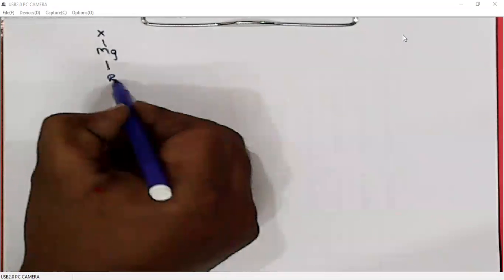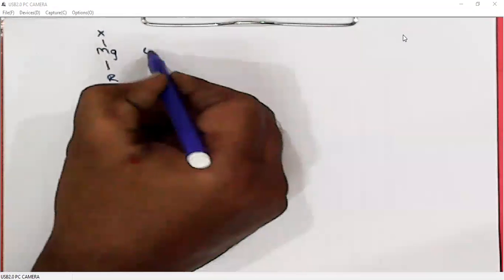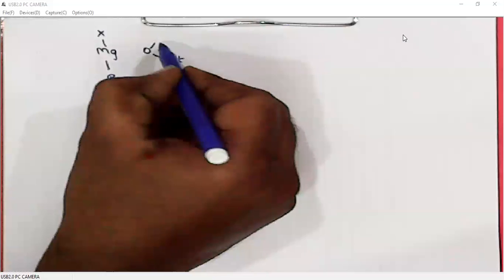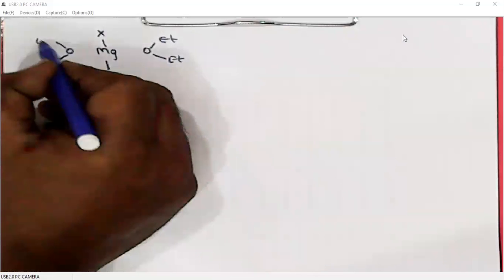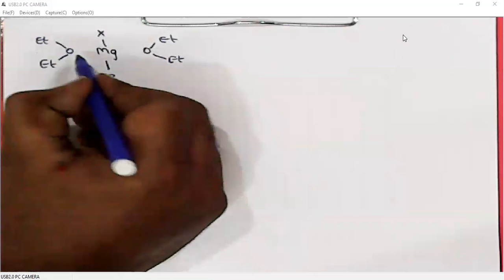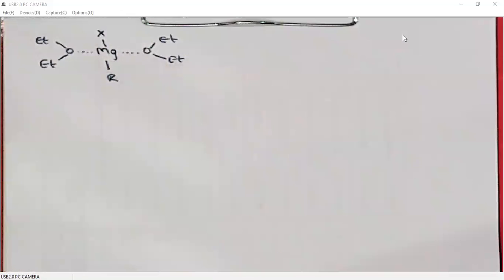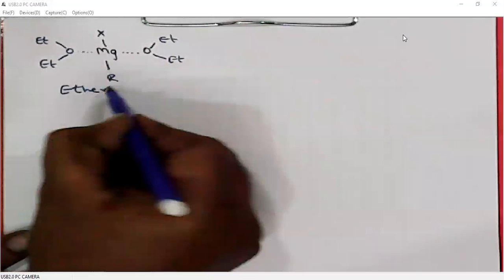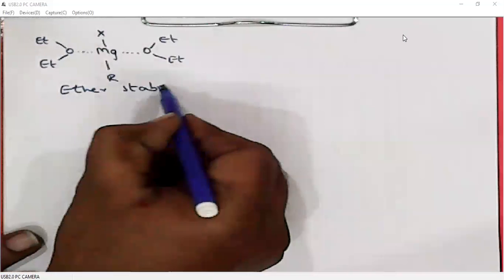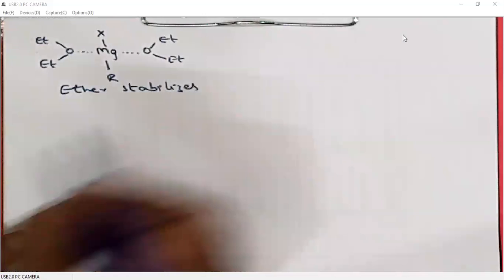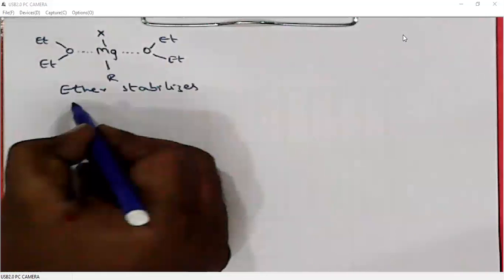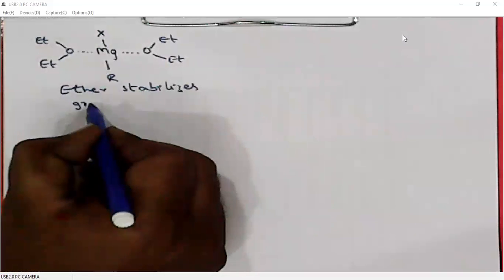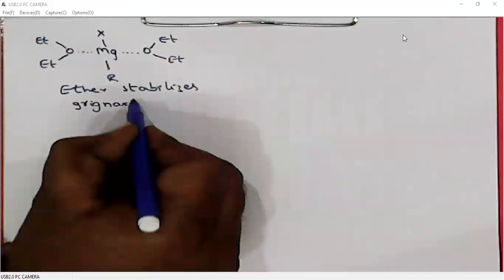Ether solvent stabilizes Grignard reagents by forming a Lewis acid Lewis base complex like this. So ether solvent stabilizes Grignard reagents. So that is why generally we use ether as the solvent.